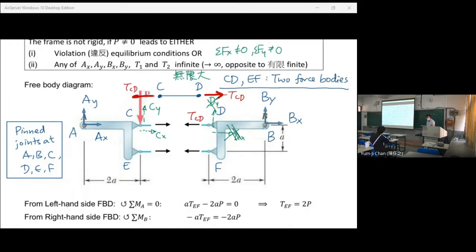Of course at the beginning we have Dx and Dy, but after we look at this two-force body, we say we only have a force to the right, so here we only have a force to the left. Let's finish drawing the free body diagram, and I will talk a bit more about this. And it's the same on the left, and because we have TCD to the left, here we have a TCD to the right. The same thing goes for TEF below.